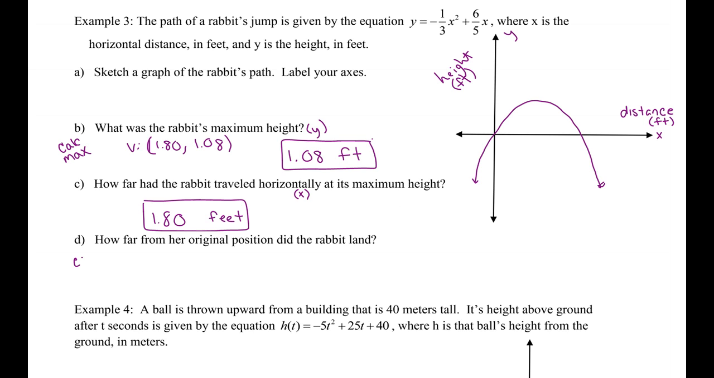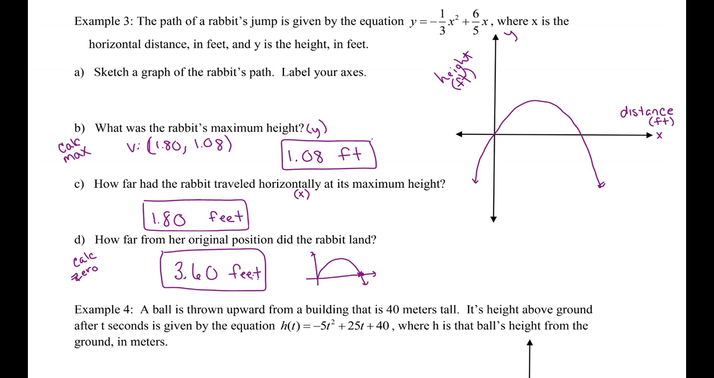So we go to calculate and then down to 0, which should give us the answer 3.60. And this is again labeled in feet. And in case you didn't see the laser, we saw our rabbit go up and back down. This is the point here where it lands.